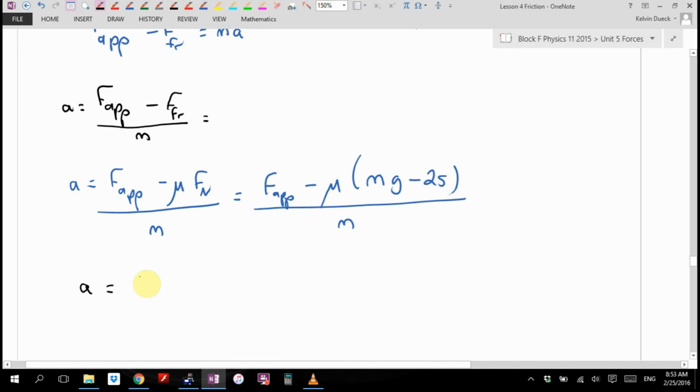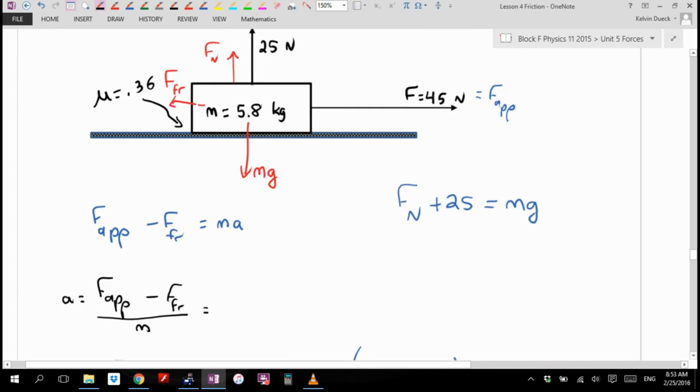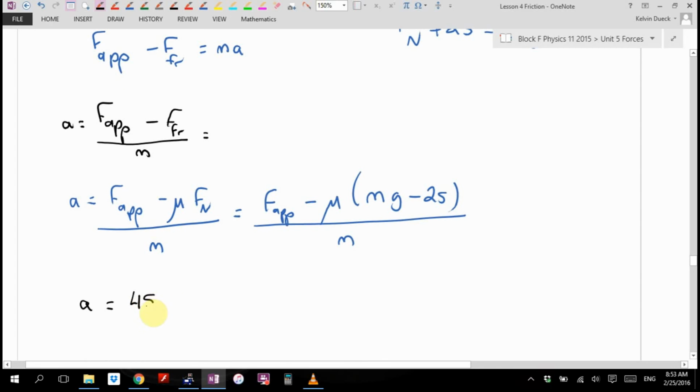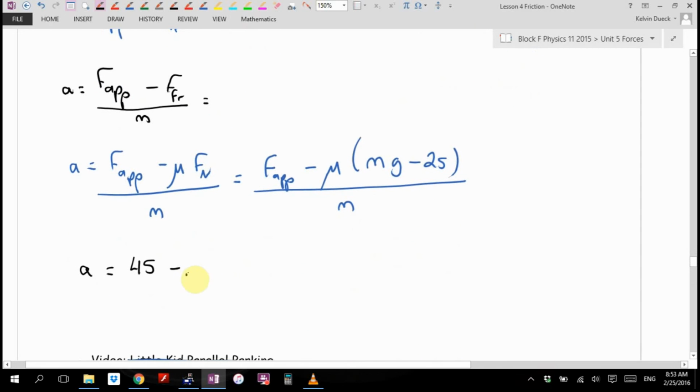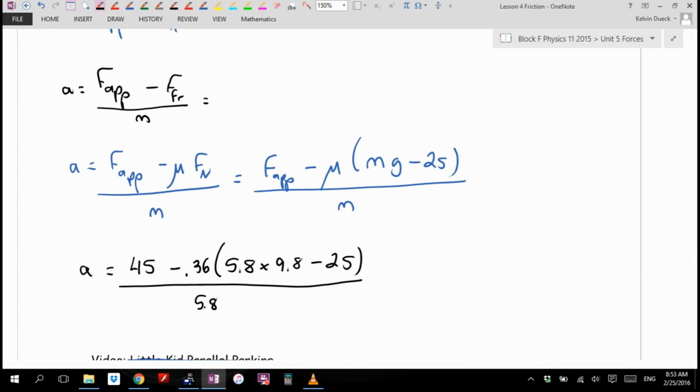What was F applied? 45? Was it? 45 minus, what's mu? 0.36. 5.8 times 9.8 minus 25. And this is a great one for you to practice with your calculator. This one I'm not doing in my head. I just remember the answer is really close to 5.8 because it was really close to the mass. And I made a mental note that next year I'll change the numbers a bit just so that people don't get the mass. And is it like 5.78 or something like that, I think, when all's said and done? Yeah.